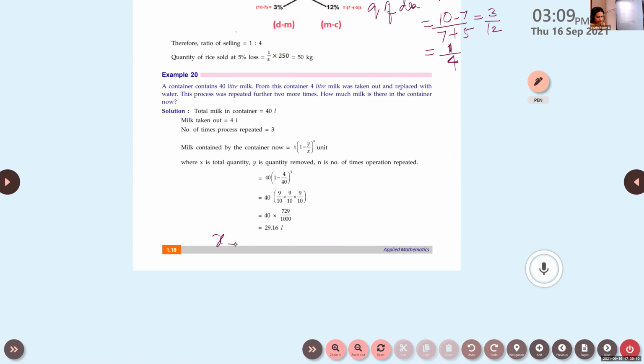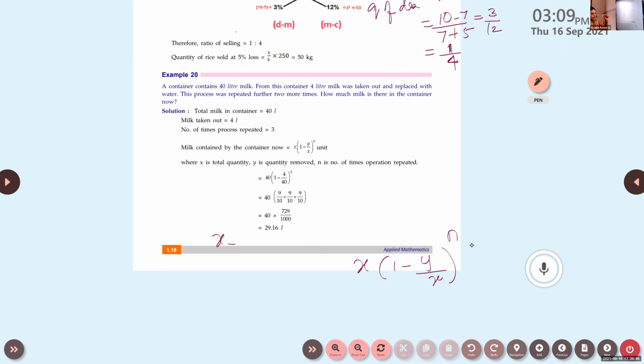Suppose a vessel contains X units of liquid. From there, we take Y units outside, and after that we replace it with water. So when we dilute it N times, the quantity of pure liquid after N repeated dilutions will be X into Y by X whole raised to N. This is the formula for repeated dilution.